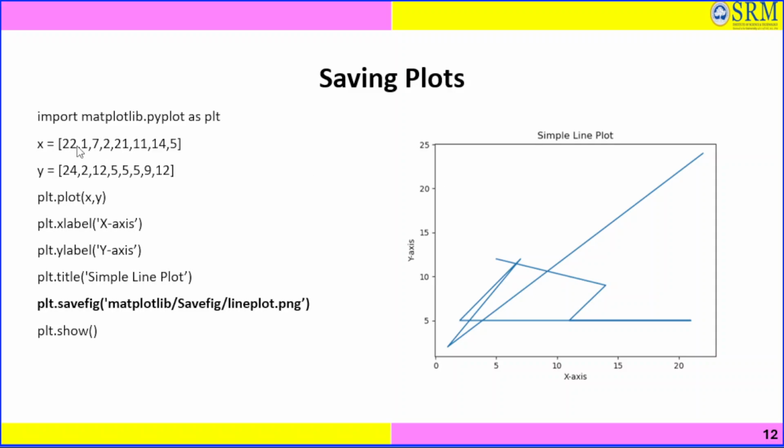This is an example. We have created x, y, created the plot using the plot function, xlabel and ylabel to display the x-axis name and y-axis name, title, this is the title of the plot, and this is the function to save this plot, plt.savefig, and the path you need to give, and also the plot name with the extension, plot name.png. So this plot will be saved in this directory with the name of line plot, and the format is PNG.